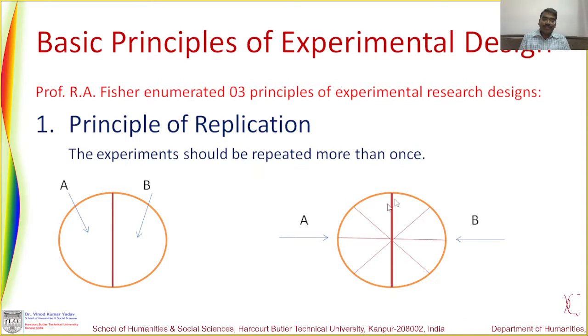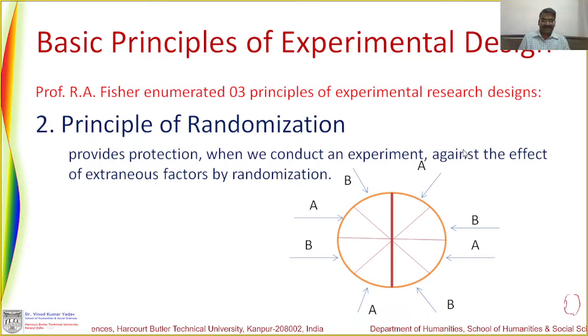So just to remove this extraneous factor of living standard or demographic profile, you make it randomized. That means you test A product in Swaroop Nagar, but nearby in Kalyanpur you test B product. Then maybe in the Kent area you test B product, and in Barra you test A product.